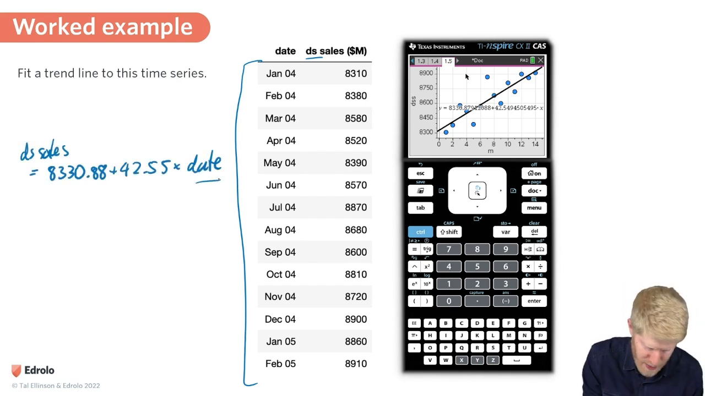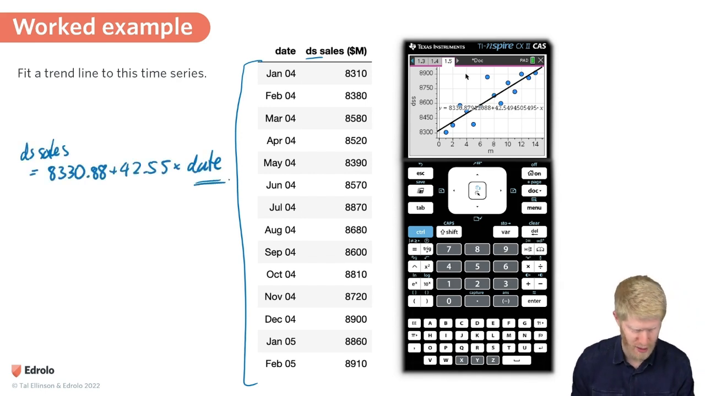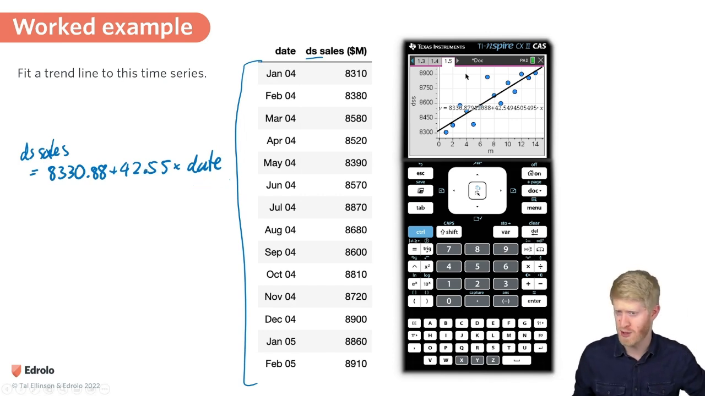I'll use the same name given to me in the question, so my explanatory variable here is date. Classpad people, you know what to do. Menu, spreadsheet, put your data in, calc, regression, linear regression.